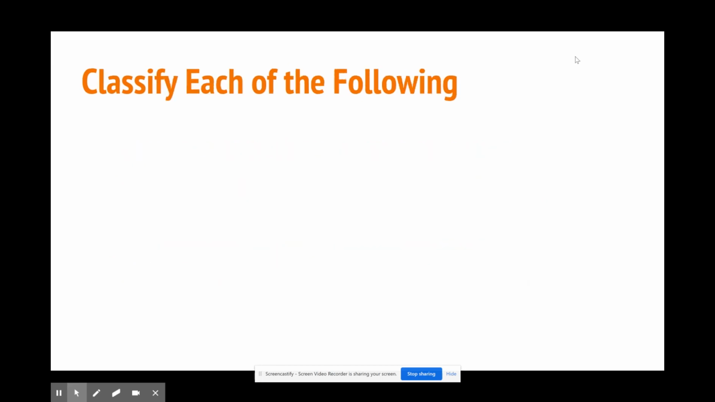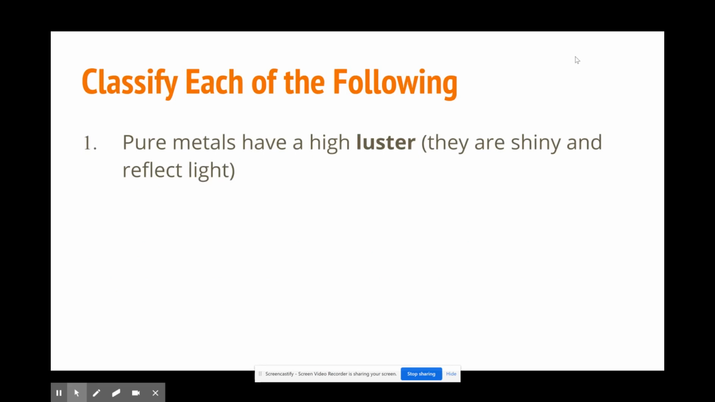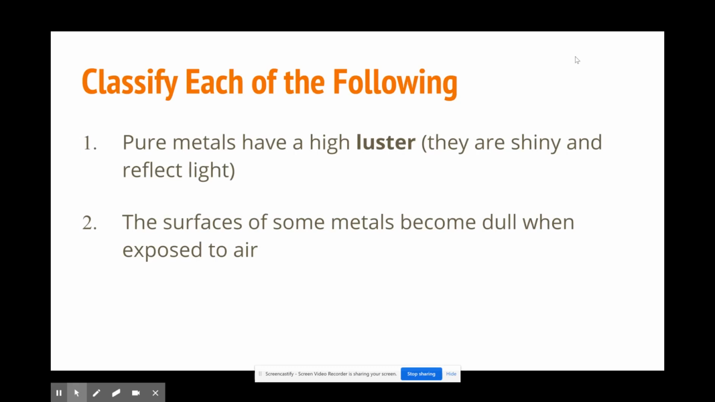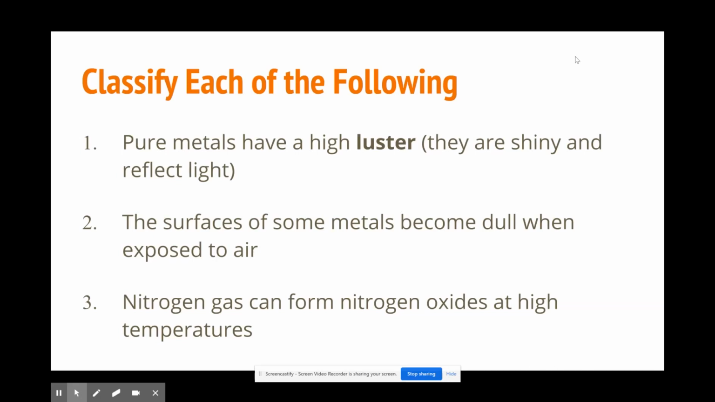Now I want us to classify each of the following. Metals have a high luster, so that means they're shiny and reflective. Then the surfaces of some metals become dull when they're exposed to air, and nitrogen gas can form nitrogen oxides at high temperatures. For each of these examples, I want you to write if it's a chemical property or a physical property. For this first one, we said they're shiny. That is a physical property because it's talking about their appearance.